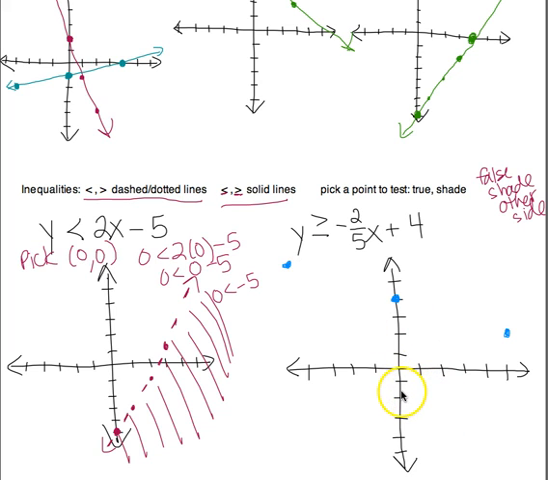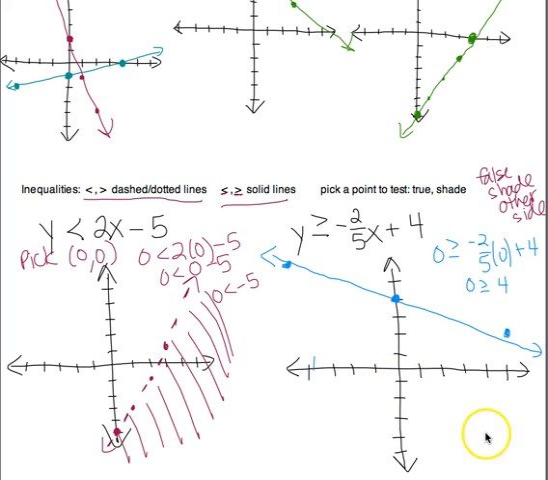Before you connect the dots, check to see if it should be dashed or solid. This has the equals, so it should be solid. And then I pick my point. Again, I'm going to pick 0, 0. So this time I would get 0 greater than or equal to 0 plus 4, which is 4. 0 is not greater than or equal to 4, so I'm not going to shade where 0, 0 is. If it were true, I would shade where that point that I picked was. This time I don't because it's false, so I'm shading up here, which goes with greater than.